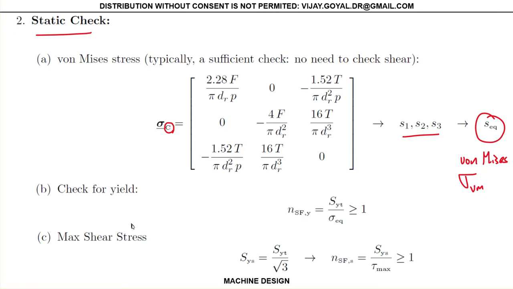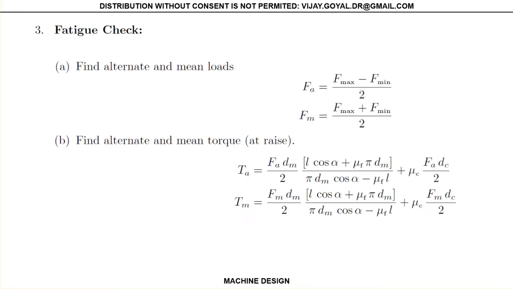So when you're checking for yield, the first check is sigma divided by YS, this is von Mises, and then this has to be bigger than or equal to 1. And then you can also check for shear. You don't necessarily have to do this check at all, the first one is just sufficient. However, if you wanted to do it, this is how you would do it. You have to use YS and tau max, and it has to be bigger than or equal to 1, as we have always done.